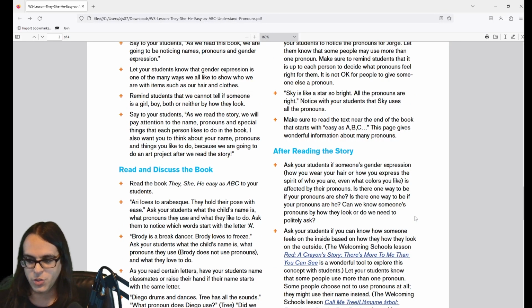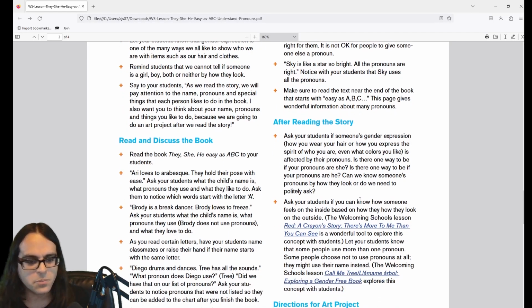And so after introducing all of these neopronouns and strange things like that, ask your students if someone's gender expression, and remember, they keep on emphasizing the gender expression, how you wear your hair, or how you express the spirit of who you are. Wow. Spirits, we're talking about spirit to second graders, because even the colors you like is affected by your pronouns. So your pronouns are actually super duper important. So this is something that you should actually start to figure out, because this can determine a lot in your life as we teach this as second graders.